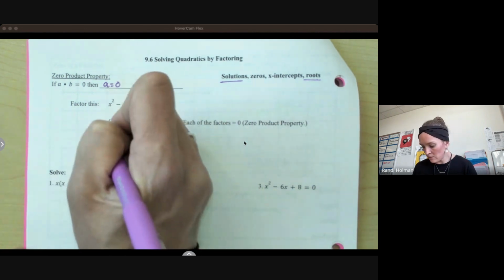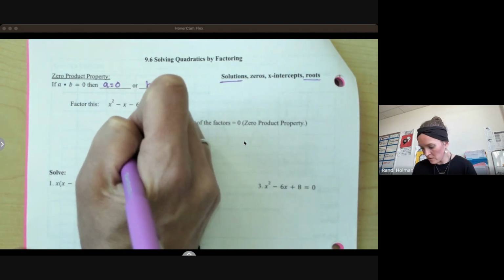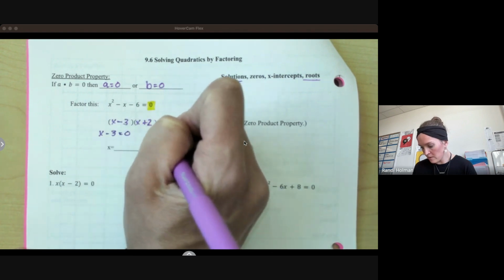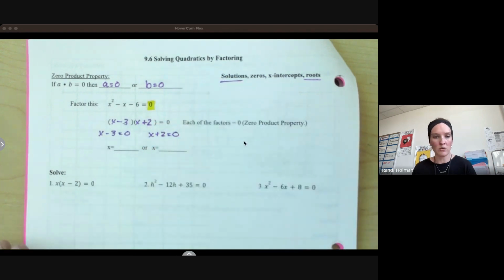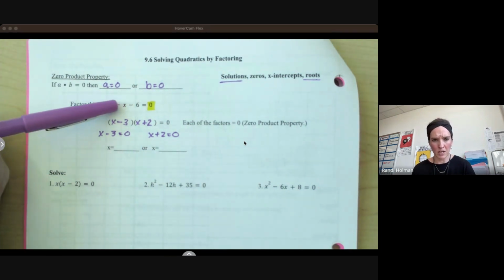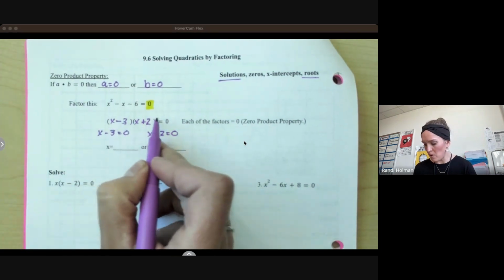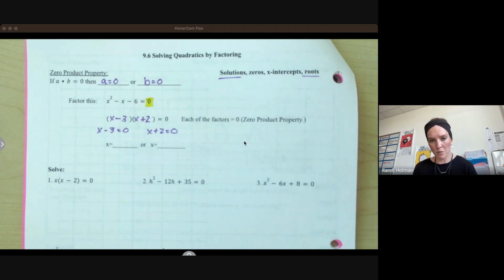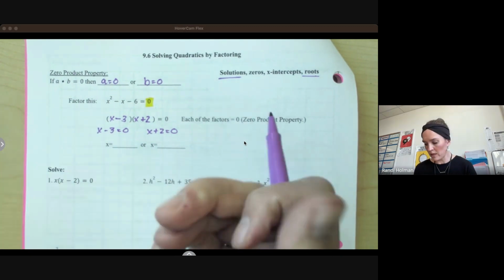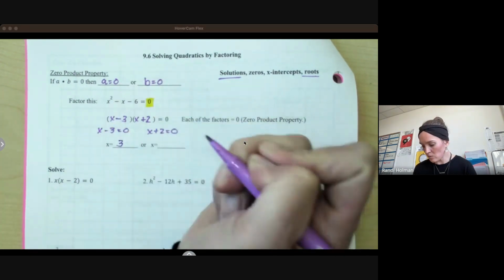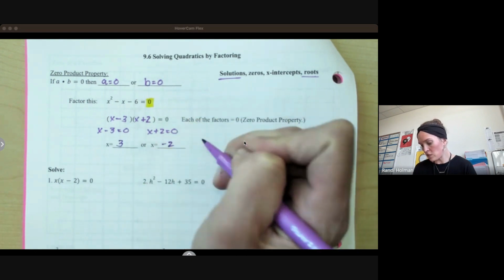So if I set each of these factors equal to 0, then I have two much more simple equations to solve rather than this equation that we started with. Because now these two things are multiplying to be 0. So using that zero product property, I can set each one equal to 0. So I get x is 3 or x is -2.